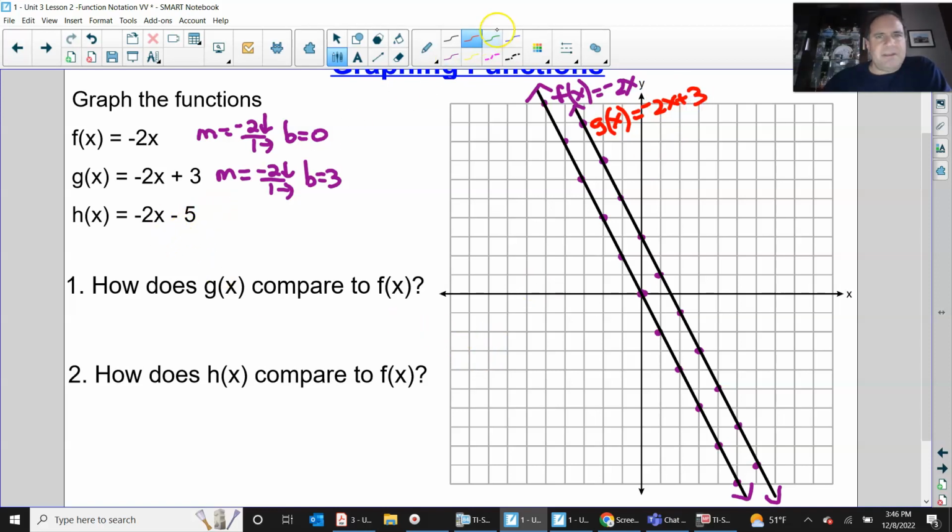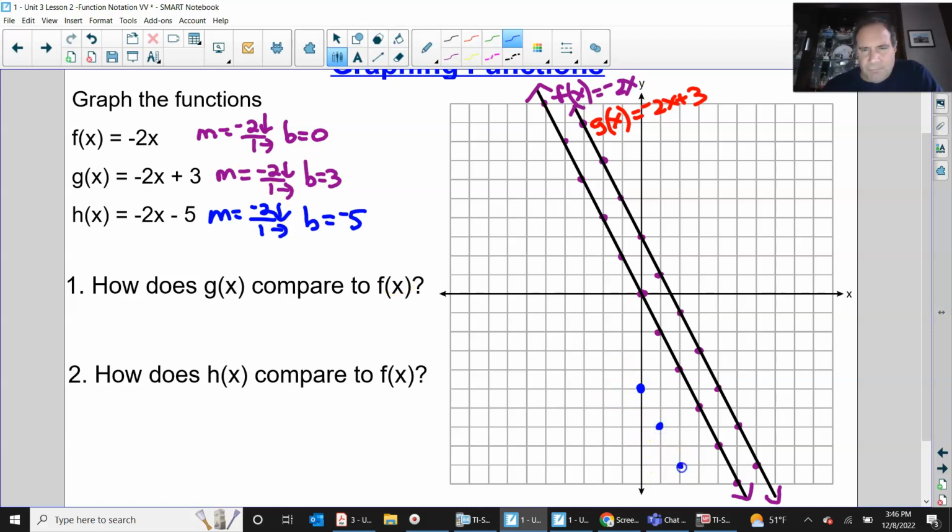Now I'm going to go to this one right here, and I am going to put that the slope is negative 2 over 1 again. So this is another parallel line down and to the right. And then the y-intercept is negative 5. So my y-intercept is all the way down here. 1, 2, 3, 4, 5. So I'm going down 2, right 1.